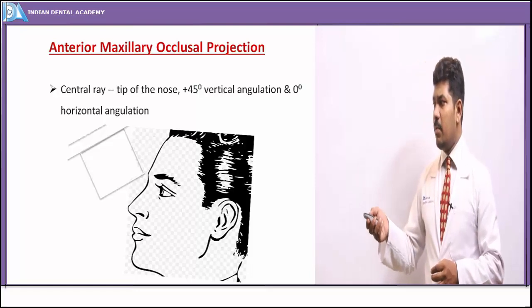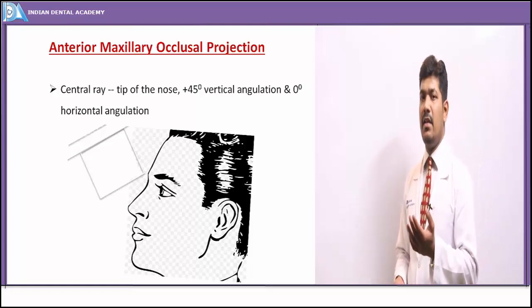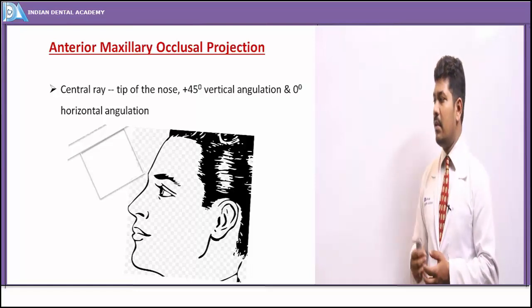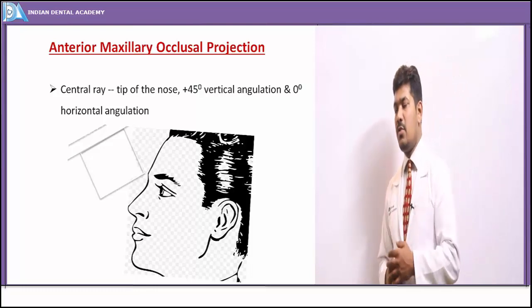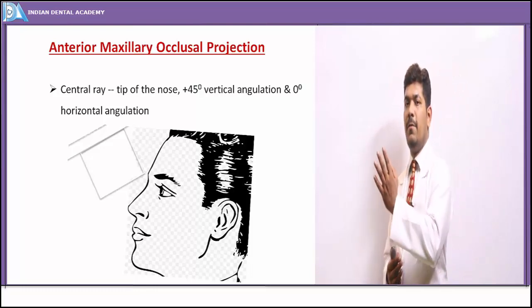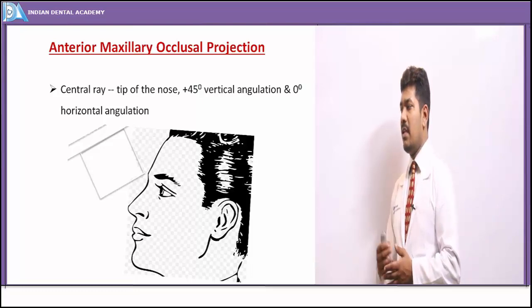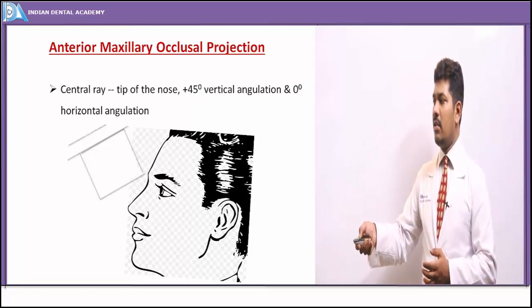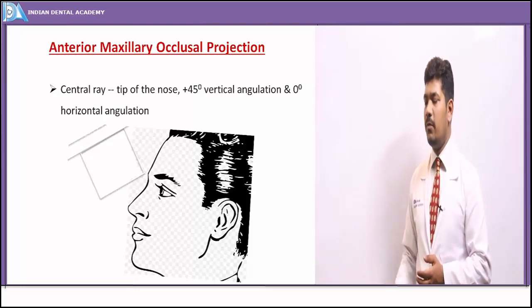Now we can see the patient positioning just like in a maxillary intraoral periapical positioning. The patient is asked to sit upright. The film position, as I told, is placed, and then the X-ray beam is passed at 45 degrees through the tip of the nose.